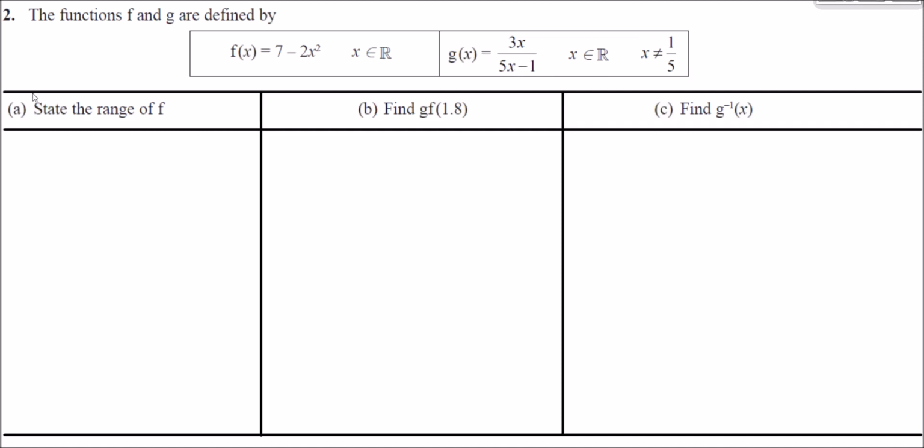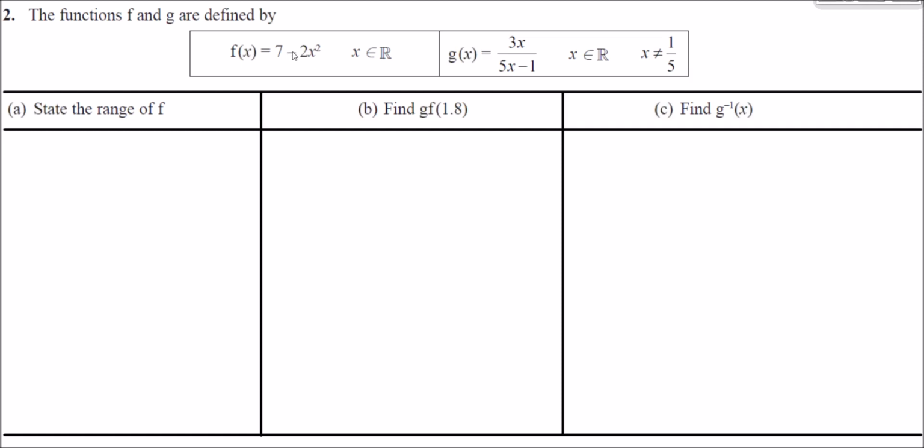Anyhow, we'll come to g of x later. First of all, what we need to do is to state the range of f. The range of f essentially means what values of y it can take. So what's the maximum y, what's the minimum y? The range is all of it in between. So we're minusing off something squared from 7. Something squared is always non-negative.